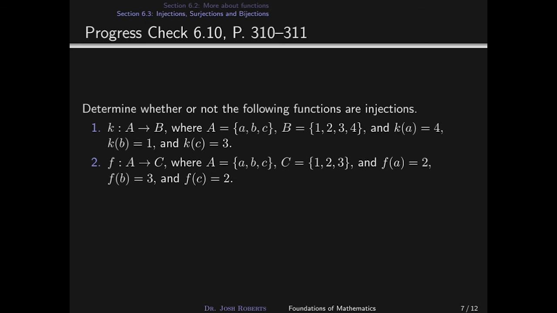So let's look at this third example here. I'm going to define a function from Z to Z, from the integers to the integers, by f of m is equal to 3m plus 2. So how do I determine whether or not something like that is injective?